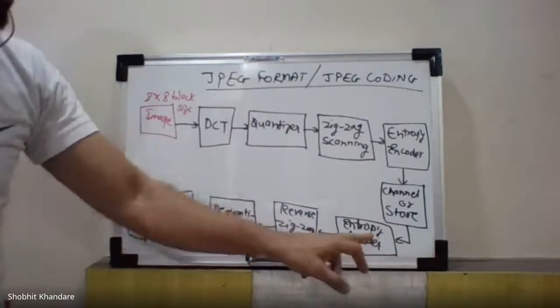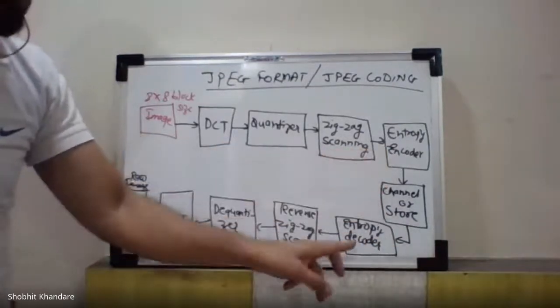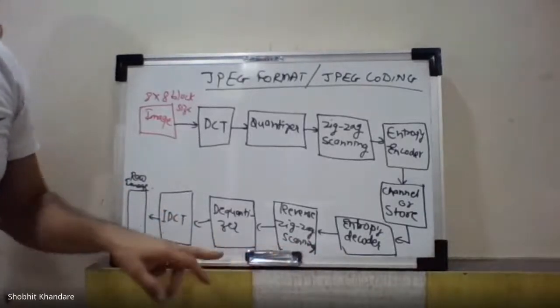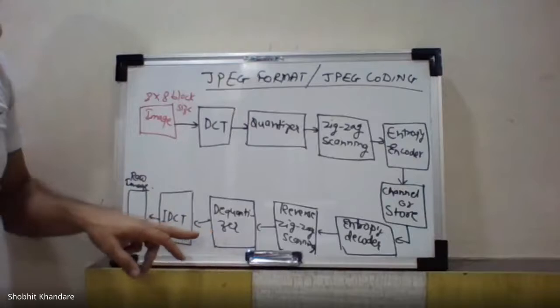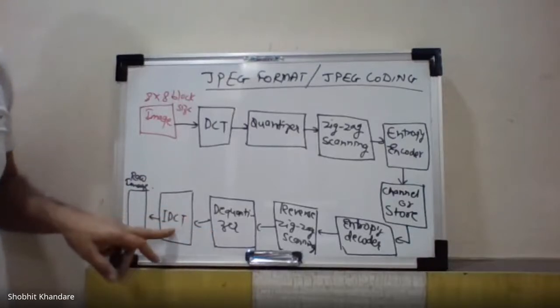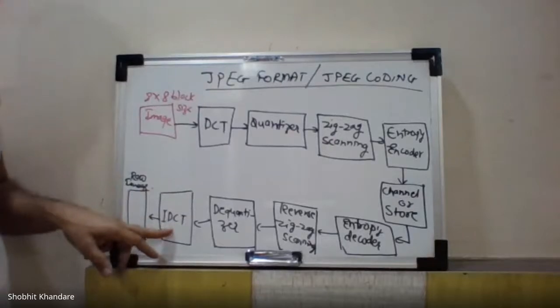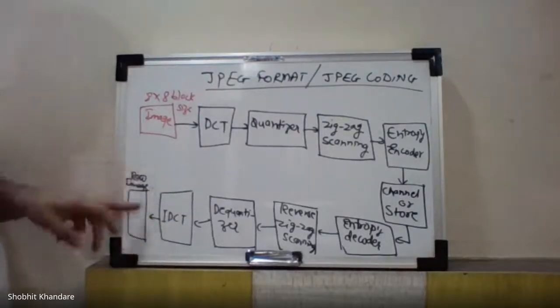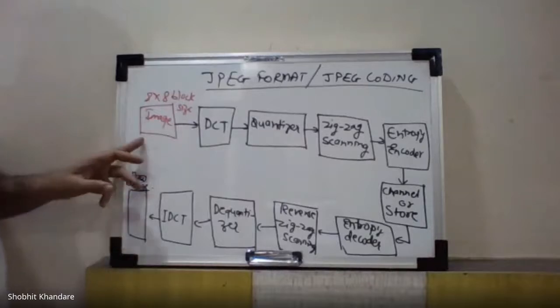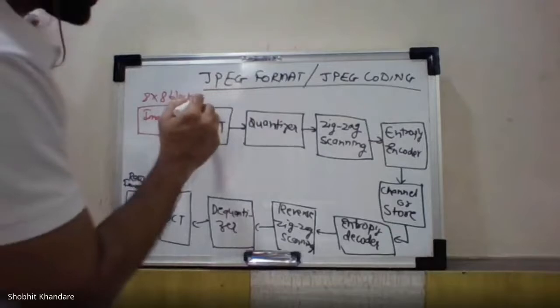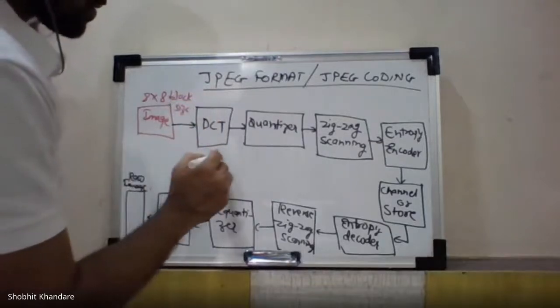At the receiver, you have to do exactly the reverse of this. So entropy decoder, then reverse zigzag scanning, then the dequantizer, and after the dequantizer you apply the inverse discrete cosine transform, and you will get the image which is exactly the same. So I can say this is compression and this is decompression.